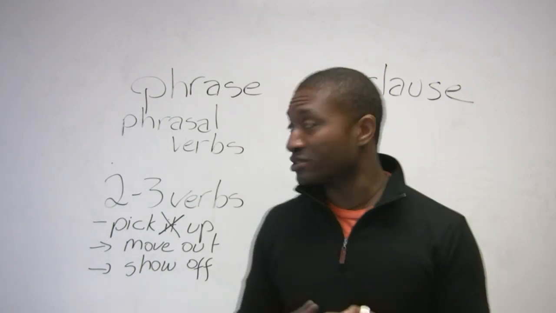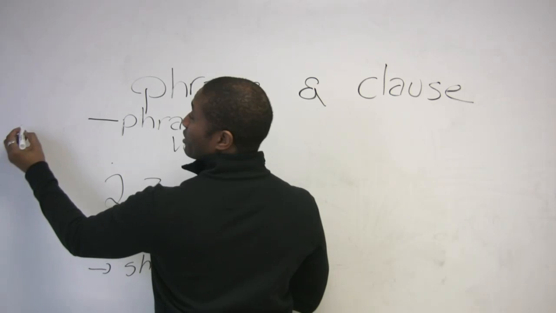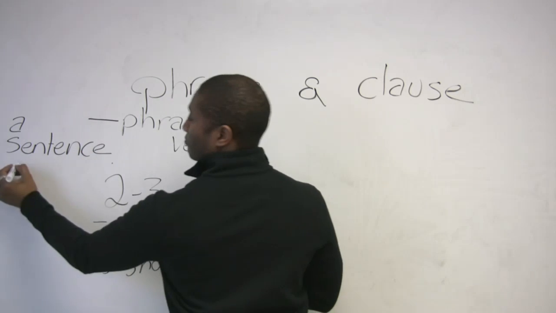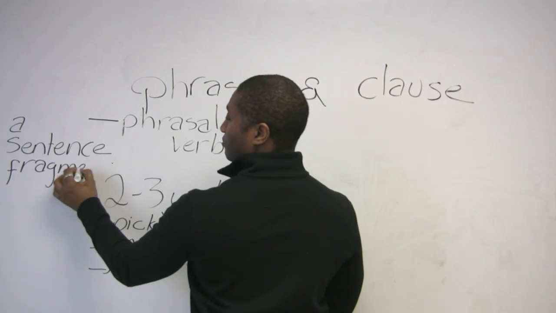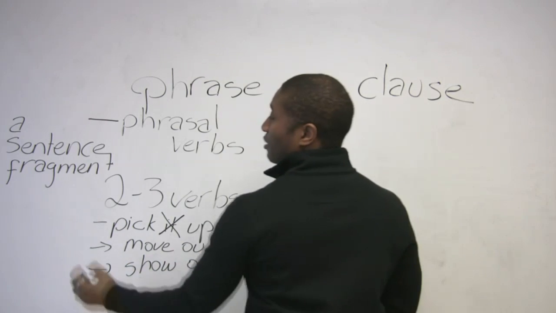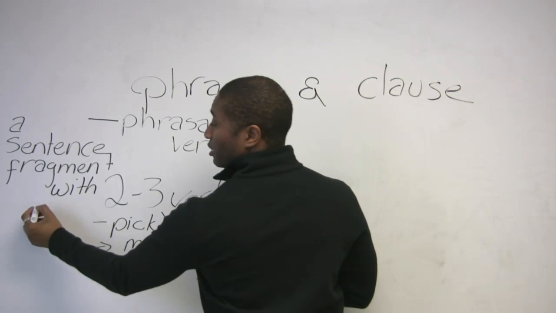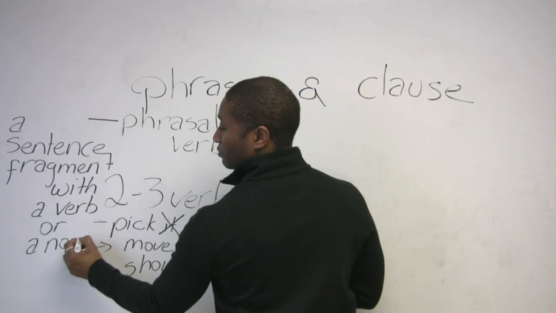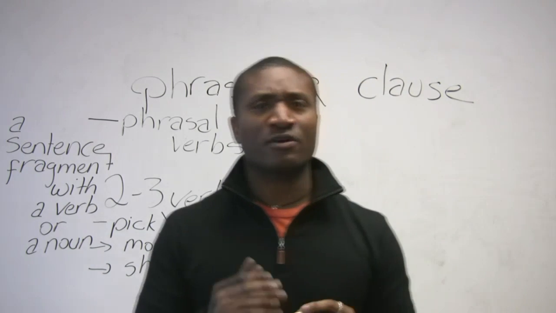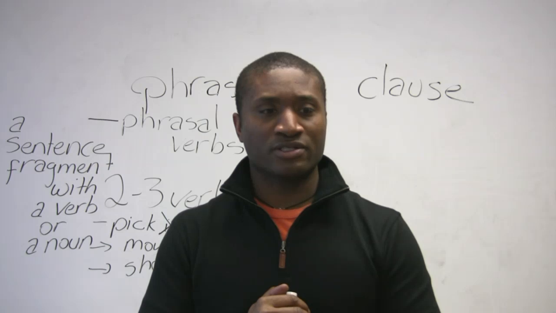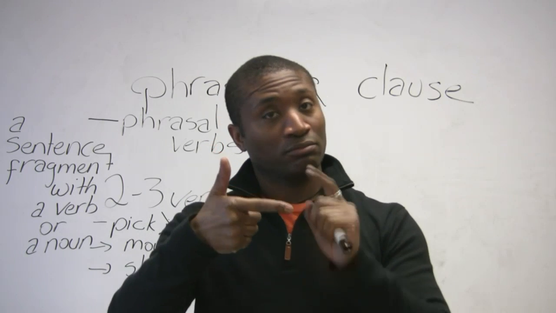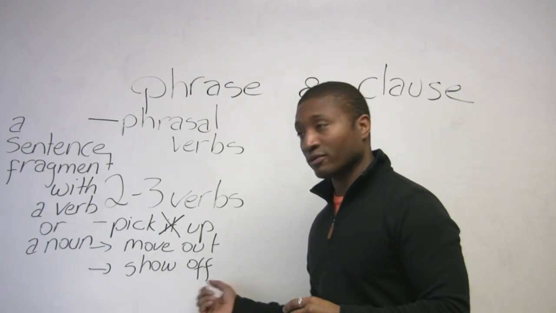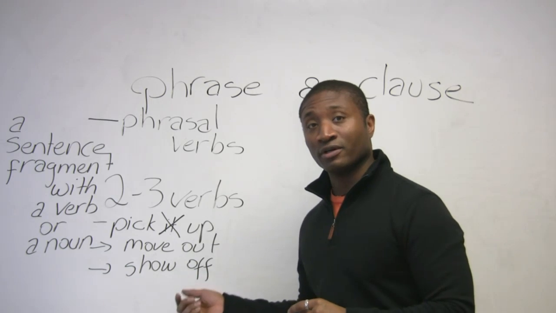That is usually what a phrase is. A phrase usually is a sentence fragment with a verb or a noun. Okay? So it's usually a sentence fragment with a verb or a noun, but nothing else. So you might say, pick up. Up is a preposition. Pick is the verb, no noun. Or show off. Show is the verb, preposition is off. And make out.